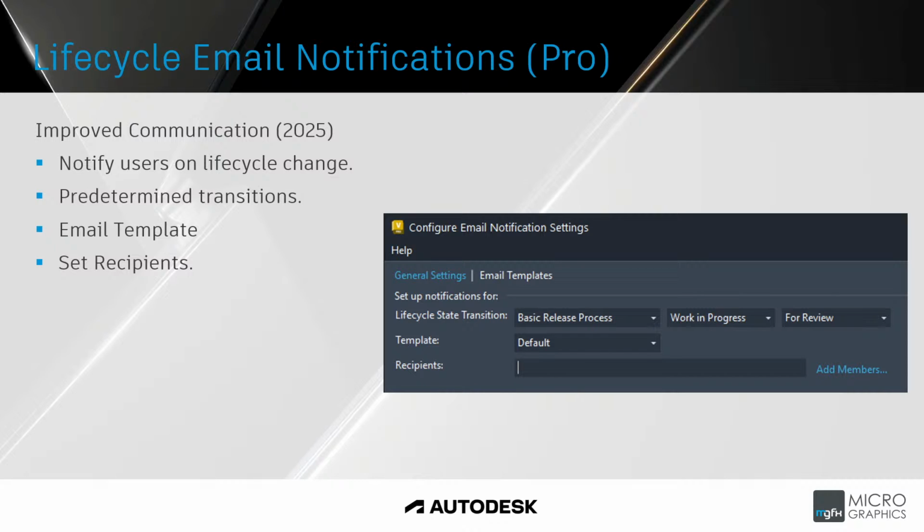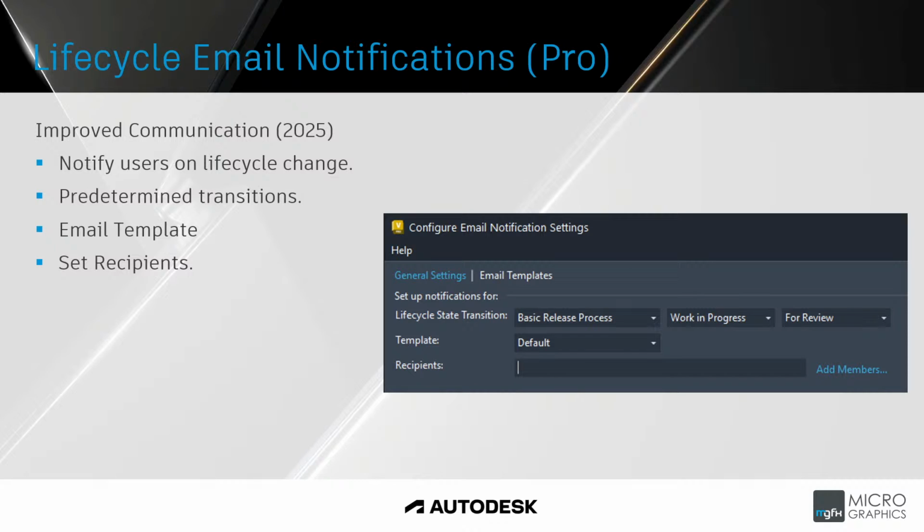So the user can go from, let's say, work in progress, push their file into a review state, and when that happens, an email gets sent off to the required users. So this notifies users of that lifecycle change. This happens on predetermined transitions. So the administrator would set this up so that at specific transitions, certain people are emailed.